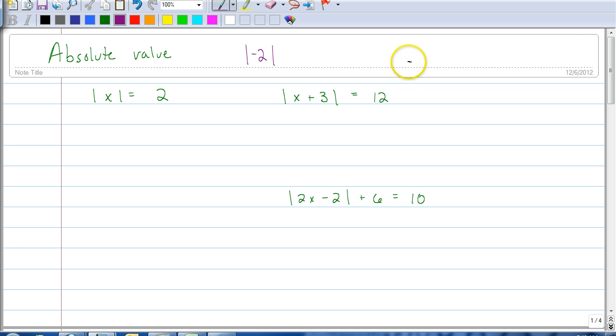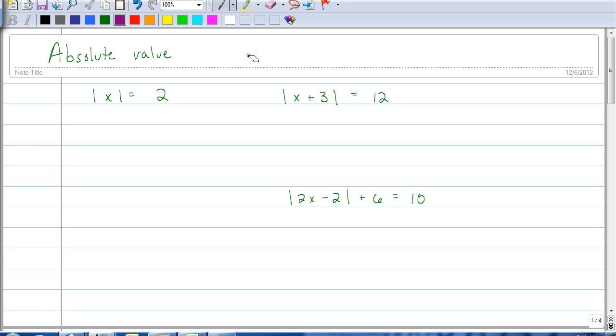So the absolute value of -2 is what distance is that value from 0? Well, it would be 2 units from 0. Or if we have the absolute value of a +3, well, that's not going to be a negative number because our distance is measured in positives. So the absolute value of a +3 is going to be a +3. So in other words, the absolute value of any number is going to be a positive value.